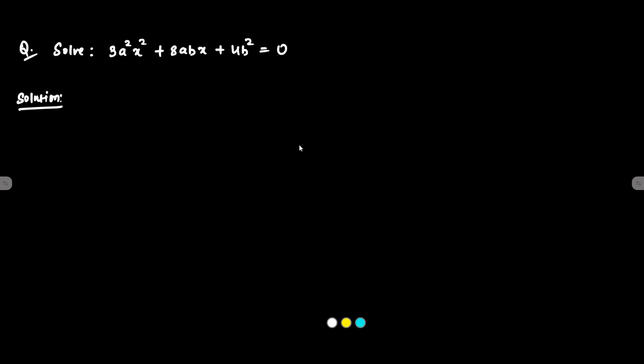So here is another question on solving quadratic equations through quadratic formula method. So here the equation is given 3a square x square plus 8abx plus 4b square is equal to 0. So we have to solve it through quadratic formula method. So here first we'll write the quadratic equation 3a square x square plus 8abx plus 4b square is equal to 0.